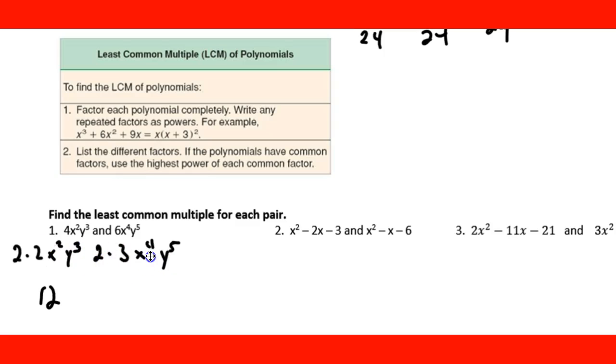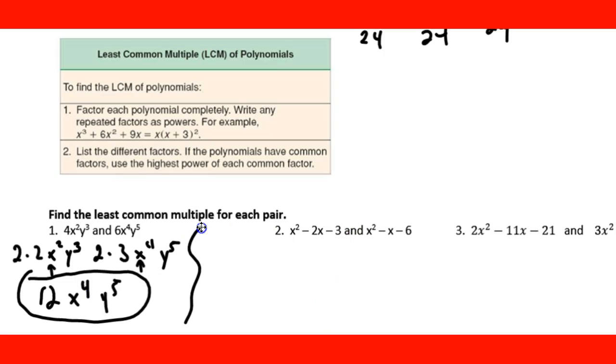When you look at the variable, you have x to the 4th and x cubed. The largest is going to be x to the 4th. And then you have y cubed and y to the 5th, where the largest is y to the 5th. This right here is your least common multiple.